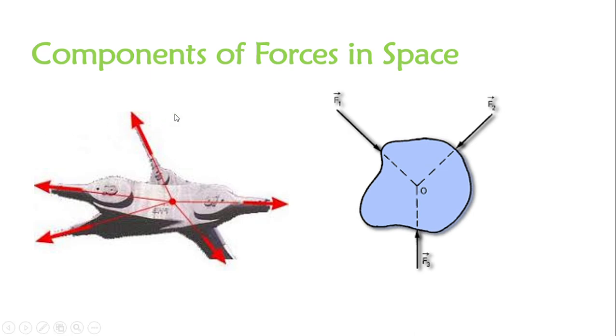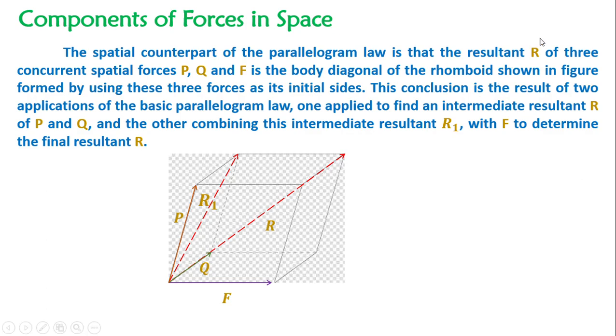Now we are going to discuss the components of forces in space. The spatial counterpart of the parallelogram law says that the resultant of these three concurrent spatial forces, that is P, Q, F, is the body diagonal of the rhomboid shown in the figure, formed by using these three forces at its initial sites. So this conclusion is the result of two applications of the basic parallelogram.